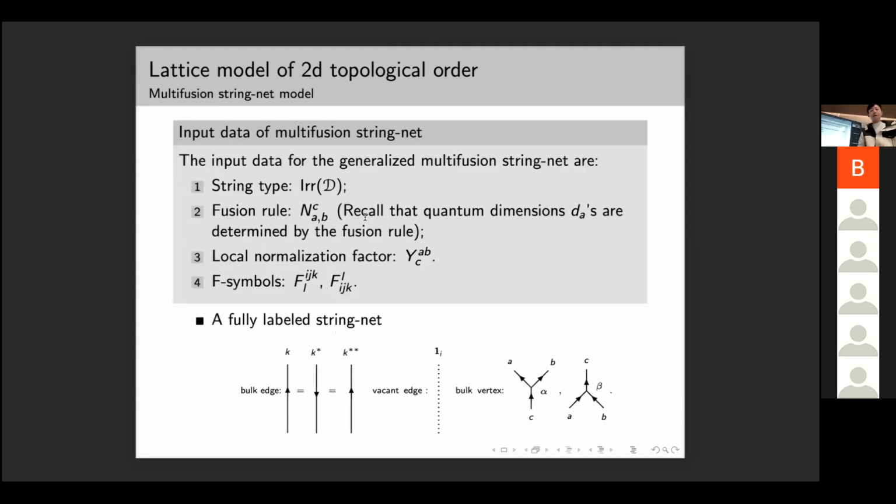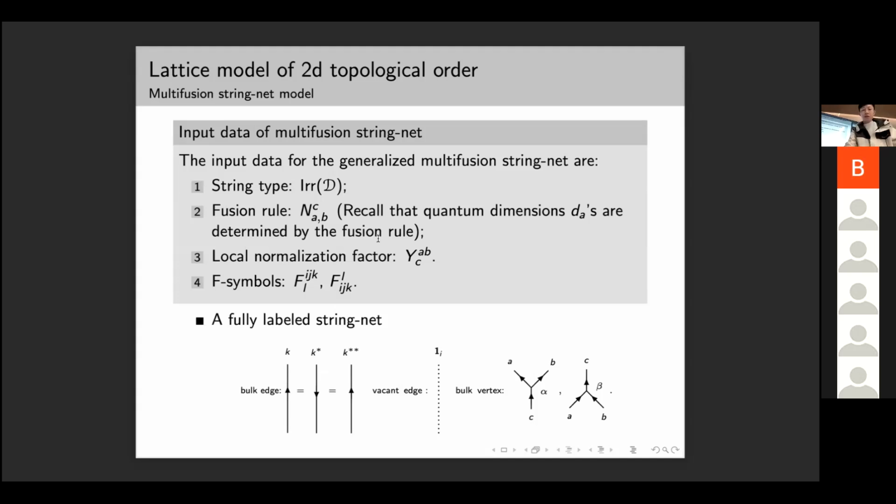And now the input data for this multi-fusion string is still the irreducible objects of this multi-fusion category. And the fusion rule is also here. But we know that this fusion rule also has a grading structure, because depending on the A and B, in which component of this multi-fusion category they lie, there is some grading structure between them. And the local normalization factor is some factor that we can choose freely. It satisfies some consistency relations, and here we just fix it as a fixed number.